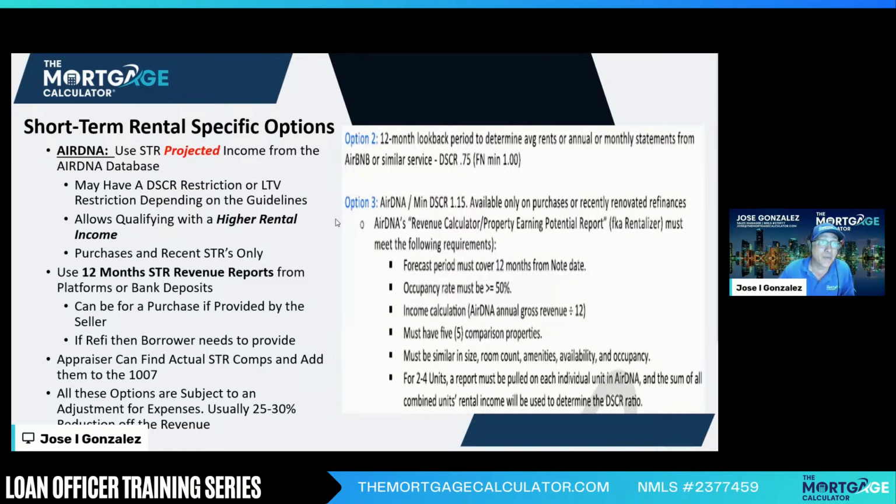And then option three, now that's the unicorn, right? Now notice in this guideline, it's pretty favorable. They're saying we only need a DSCR of 1.15 to be able to use the Air DNA, which is pretty amazing. And notice it says available only on purchases or recently renovated refinances. And then it breaks it down a little bit on how they want to do the forecast period, minimum 50% occupancy, divide whatever Air DNA comes up as the annual income divided by 12. And then you need 5 comparison. That's this particular guideline. Another one could say 4, but they could say 1.5 DSCR.